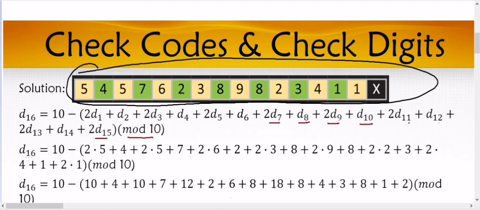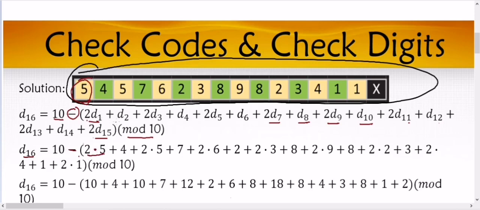So, D16, copy lang, equals 10, copy lang, constant, and then minus, kinopy natin to, so we have the minus here. Okay? And then, open parenthesis, makikita nyo open parenthesis, diba? Copy nyo lang to, 2D1, meaning 2. Then, yung D1 natin is the first digit. Itong 5. That is the first digit. So, 2 times 5. So, yung dot na yan, meaning times.